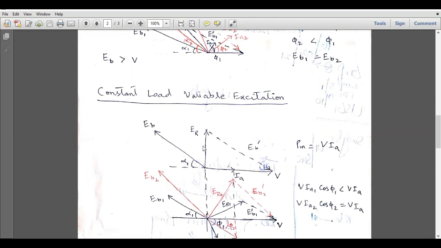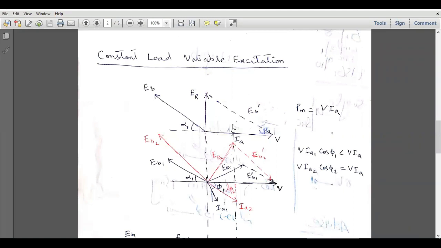In this case, if we ignore the stator copper loss, the mechanical power will be equal to the input power, and the input power is equal to voltage into armature current multiplied by cos of the angle between them. Since they are in phase with each other, cos of the angle between them will be equal to 1, so the mechanical power will be equal to V times Ia. This is also equal to the load power if we ignore all the core losses and the rotor copper losses. Now, this is our base scenario, and from this base scenario, we will extend our discussion after first reducing the excitation and then increasing the excitation.